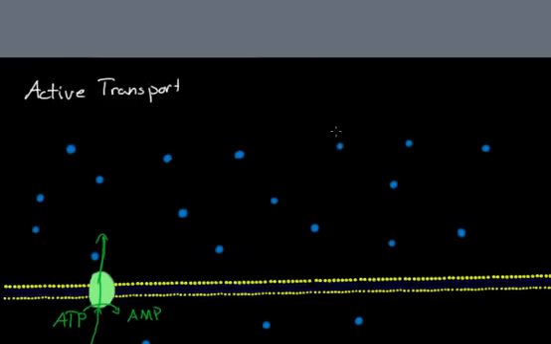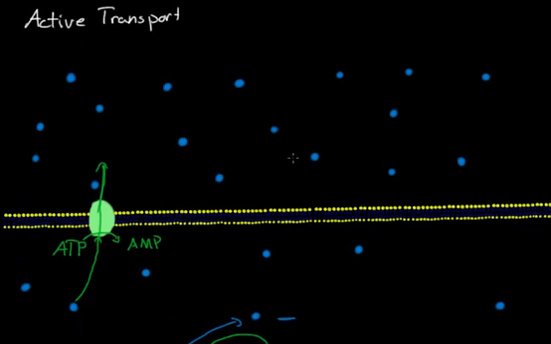The next part we want to talk about is facilitated transport. Facilitated transport. And that is when you have molecules go from a high concentration to a low concentration. So we'll draw another protein that is a transporter, and it will allow our molecule to go from a high concentration to a low concentration.